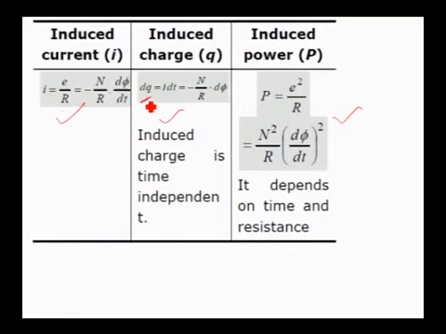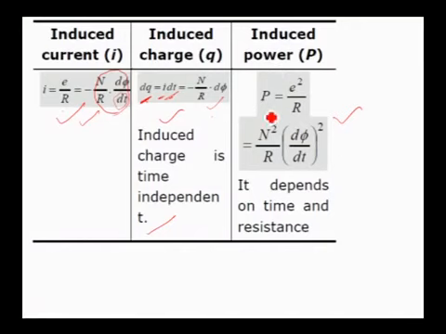But the induced charge is also obtained by taking the product of current into time, I into dt. We know what I is here, it is N by R into d phi by dt. Substitute here, we will get N by R into d phi. If you compare this equation with the current expression, we don't have a time factor here. That shows charge induced in the circuit will be independent of the time. Just look at the statement here. It doesn't depend on time. We don't have a time factor in the equation.